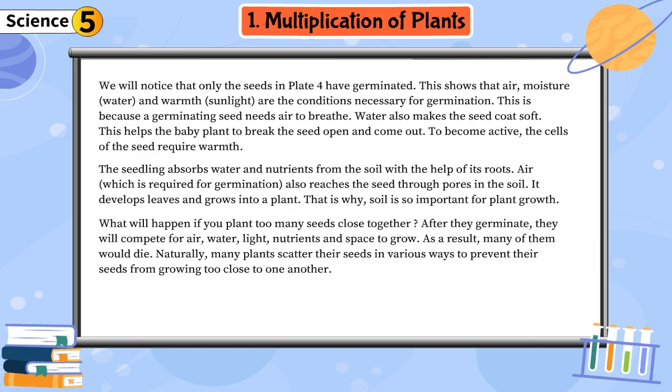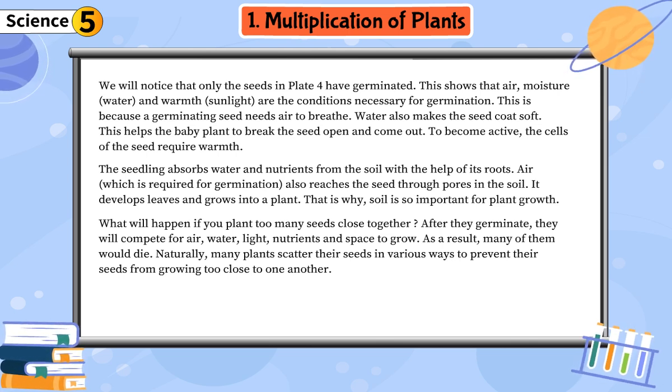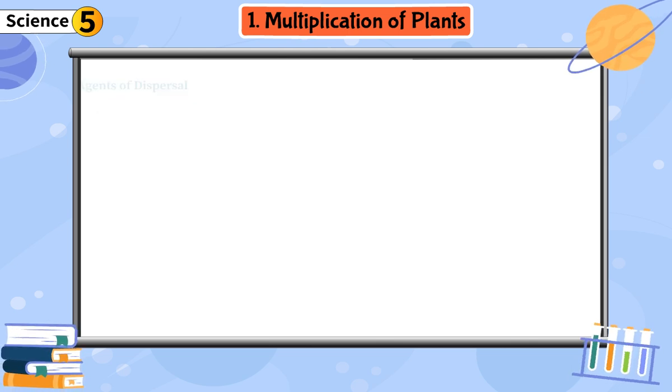What will happen if you plant too many seeds close together? After they germinate, they will compete for air, water, light, nutrients and space to grow. As a result, many of them would die. Naturally, many plants scatter their seeds in various ways to prevent their seeds from growing too close to one another.